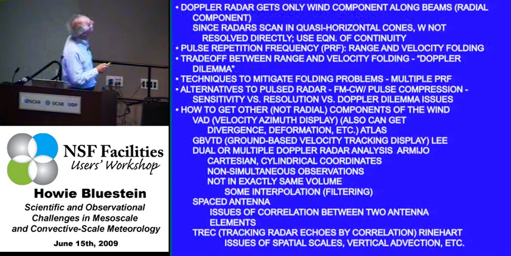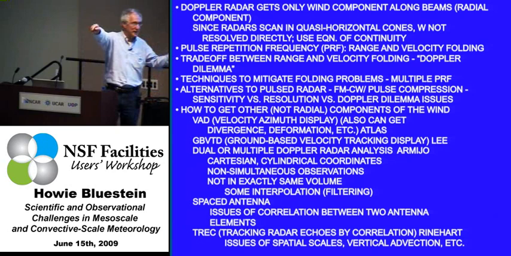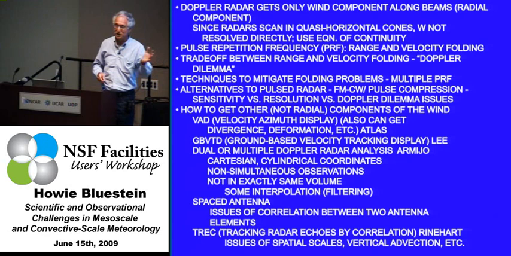Doppler radar only gets the wind component along the beams, the radial component. And the radars scan in quasi-horizontal cones. Vertical velocity is not resolved directly. The radar looks out like this. You don't measure very much of the vertical velocity. So how do you get the vertical velocity? What you need to do is get the horizontal wind field and then use the equation of continuity to get the vertical velocity. And there are a lot of problems in doing this.